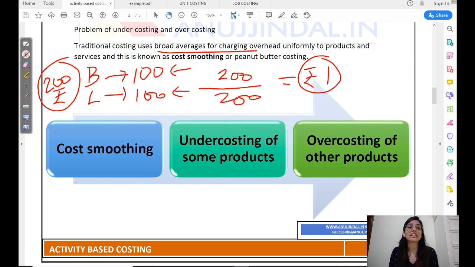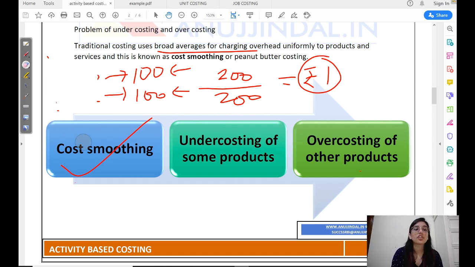But is it necessary that both burger and lemonade took the same amount of electricity? No, right? It is possible that burger took more and lemonade took less. So here the cost which we have assigned to burger is much less. That is, it is understated. That means there is some undercosting of the burger, whereas under lemonade we have done overcosting, right? So this process is known as cost smoothing, where we do the undercosting of some product, which would automatically lead to overcosting of the other products because the amount of overheads is fixed, right?